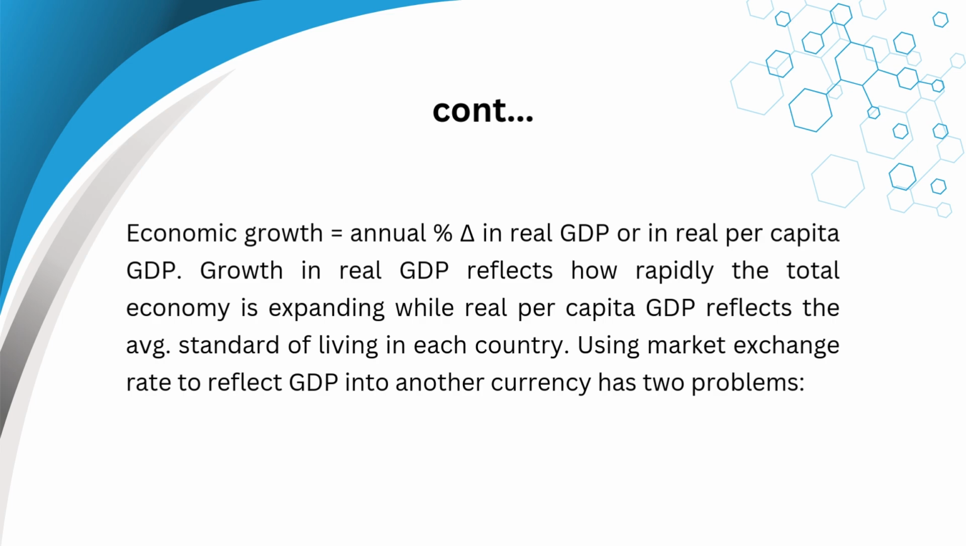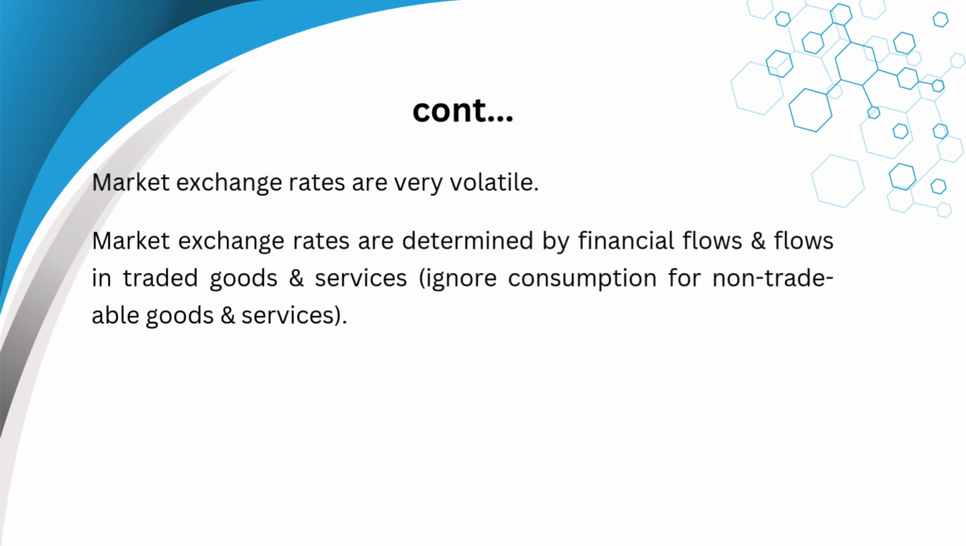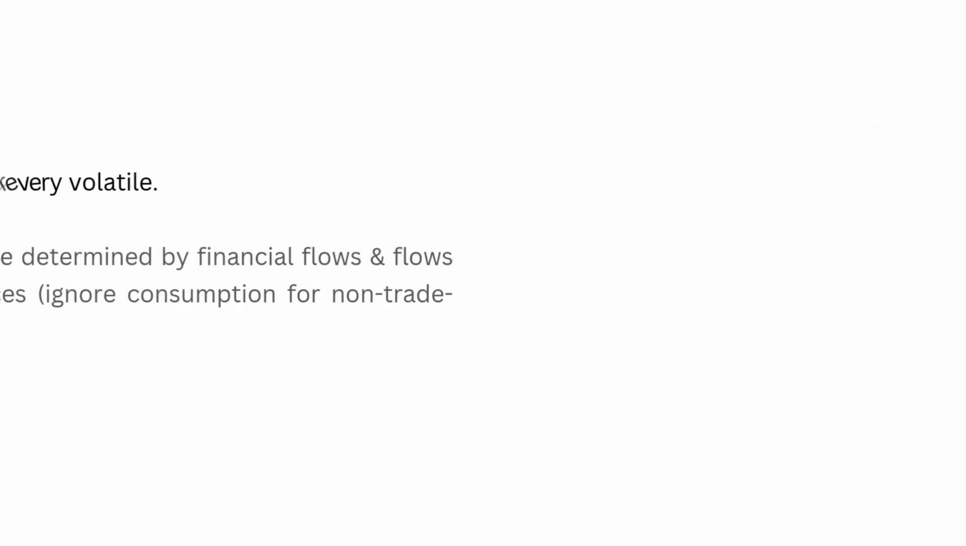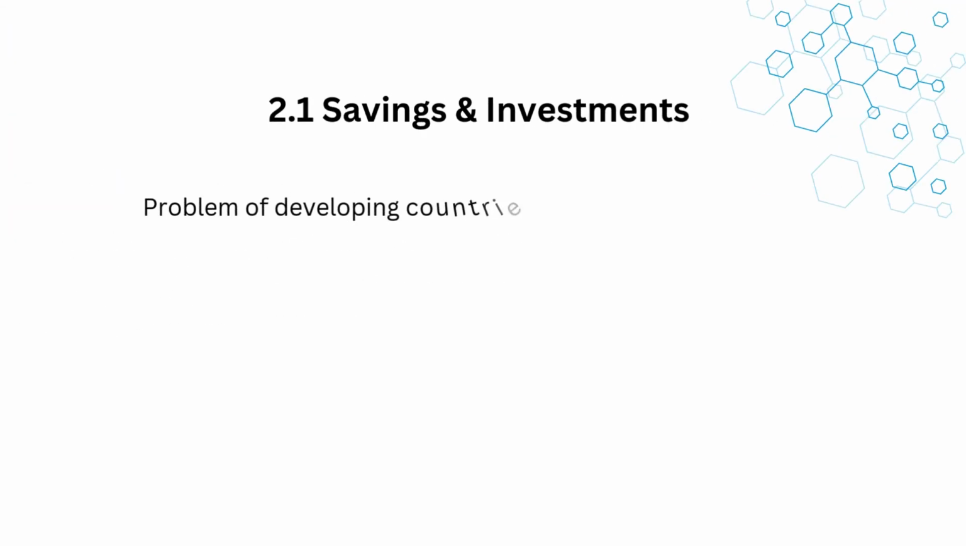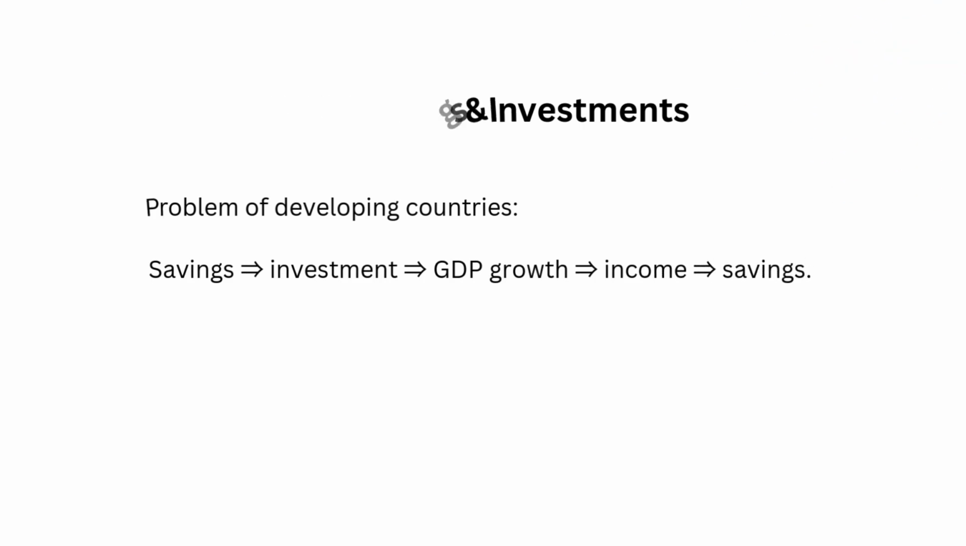Using market exchange rate to convert GDP into another currency has two problems. Market exchange rates are very volatile. Market exchange rates are determined by financial flows and flows in traded goods and services, and ignore consumption of non-tradable goods and services. 2.1 Savings and investments. Problem of developing countries. Savings converted to investment, then GDP growth, then income, and lastly savings.